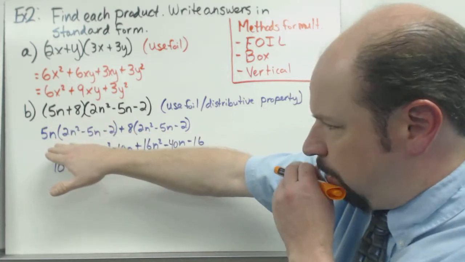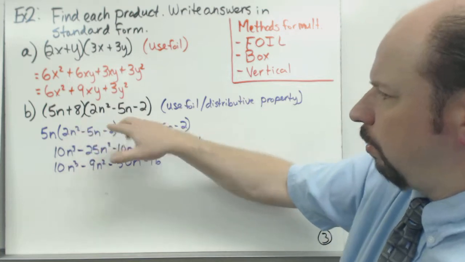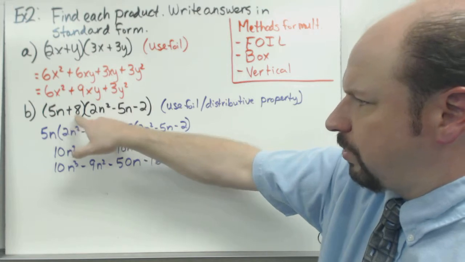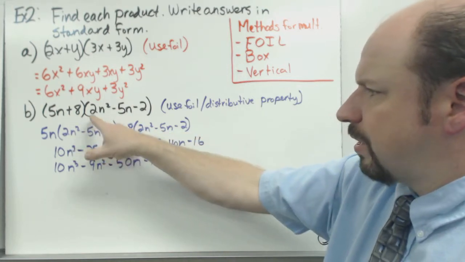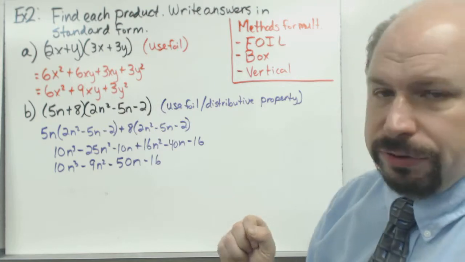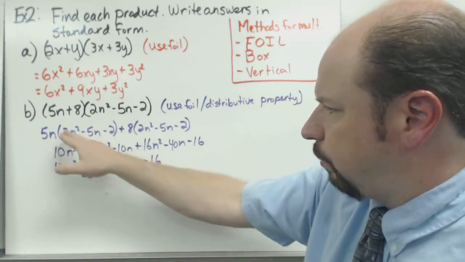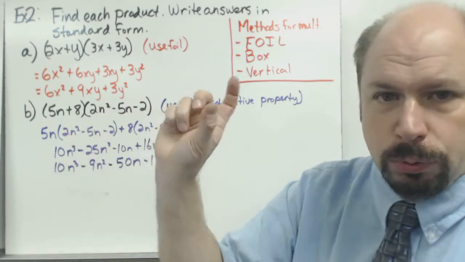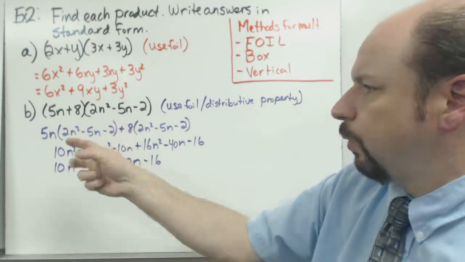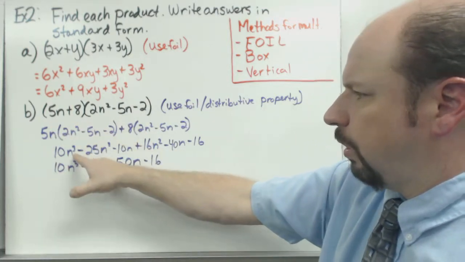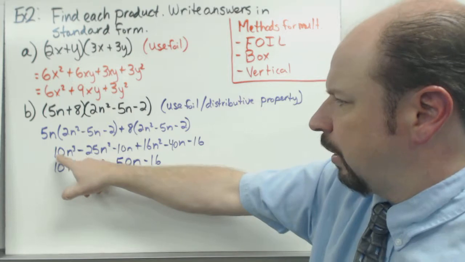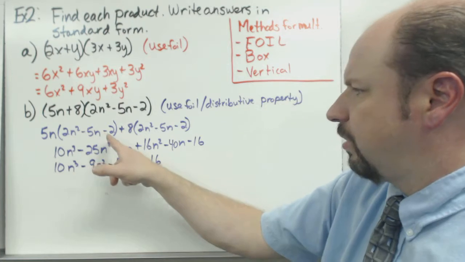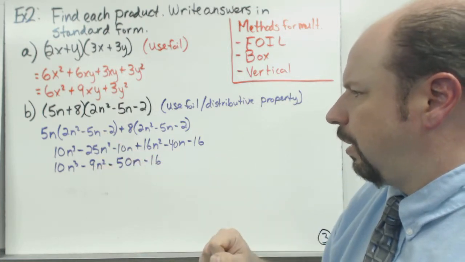So take the 5n and multiply by all of this, 2n squared minus 5n minus 2. And then take the sign with this, so plus 8, and it's going to be multiplied into 2n squared minus 5n minus 2. Okay, so when we distribute, 5n times 2n squared is 10n to the third. Remember, when we multiply with like bases, add the exponents. So n to the first times n squared is n to the third. 5n times negative 5n is minus 25n squared, and 5n times negative 2 is negative 10n.